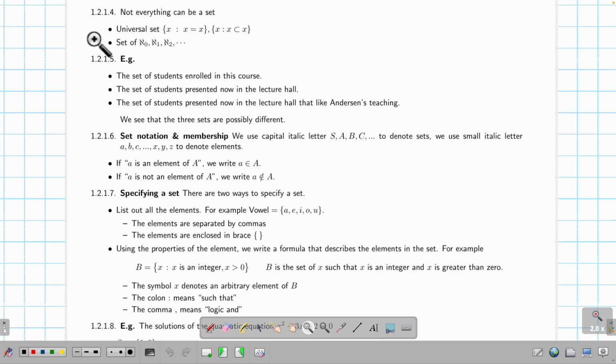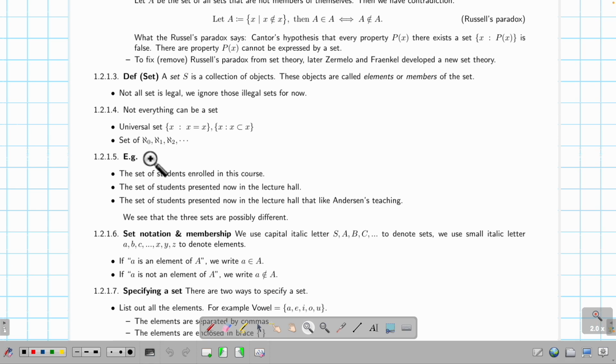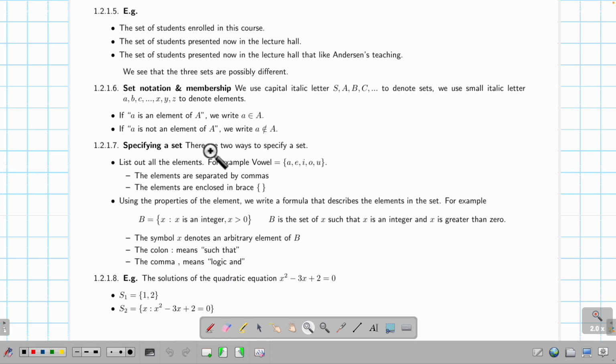These are some examples I give you. This guy cannot be a set, right? This guy cannot be a set. So I have a bunch of stuff that X is equal to X. This is not a set. Also, later we will learn what this is. This is also not a set. Okay? Then what about the things that are sets?